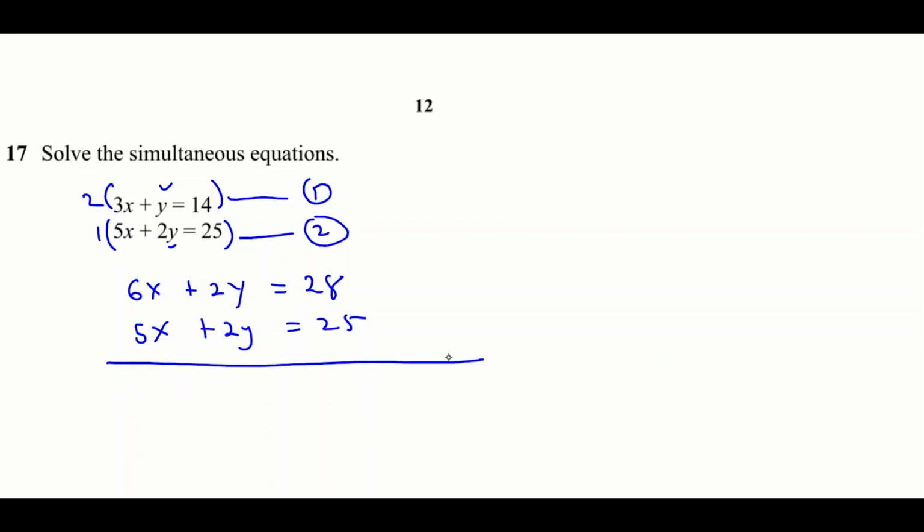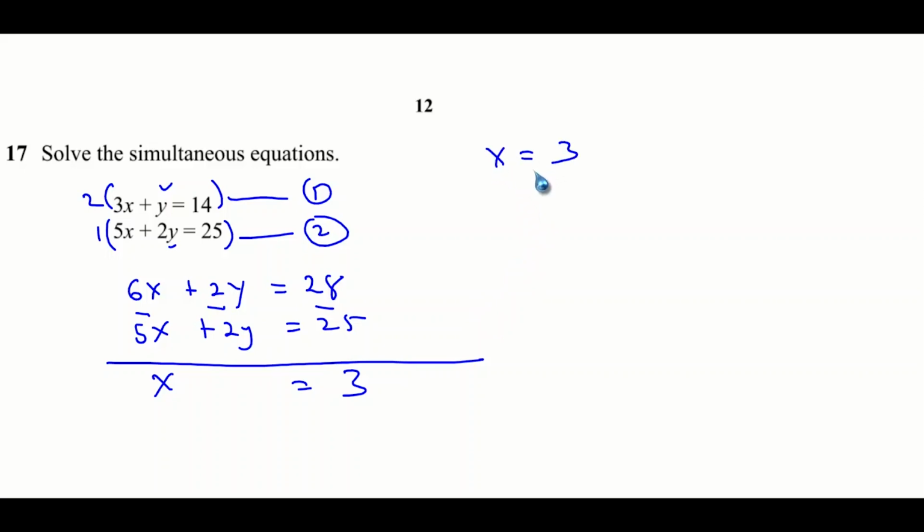So I can now eliminate y. So I need to put minus here for me to get the 0 here. So I will put the same sign here. 6x minus 5x, that will be x, then equals 28 minus 25, that will be 3. Because we have plus 0, it is nothing. So we have x equals 3 straight away.